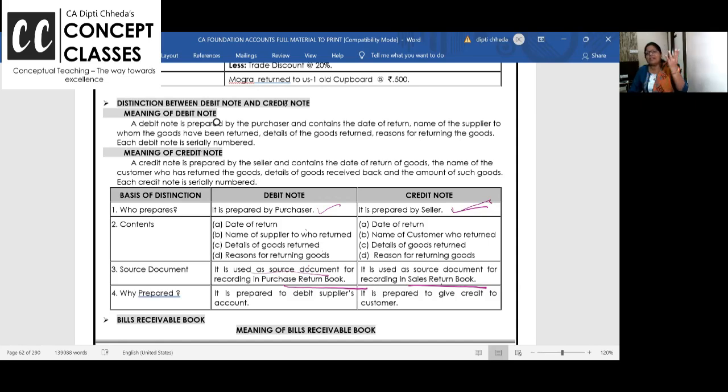Purchase return: credit purchase return, debit the party. So what are we doing to the party? Debit. So we have debited your account with the debit note number. We have credited your account. It is prepared to debit the supplier. This is prepared to credit.